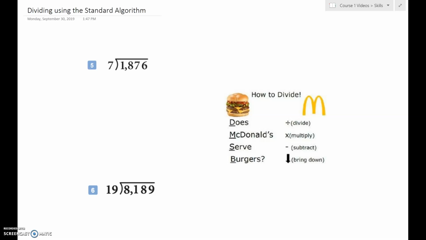So I got this off the internet, off Google, how to divide, and it uses a mnemonic. It says, does McDonald's serve burgers? So divide, multiply, subtract, bring down, and then you start over again. So we'll talk about what that is.